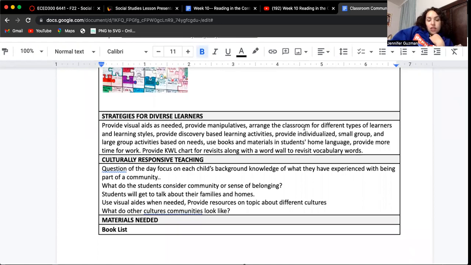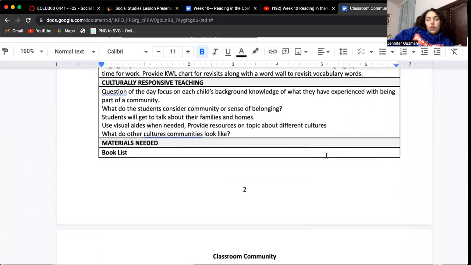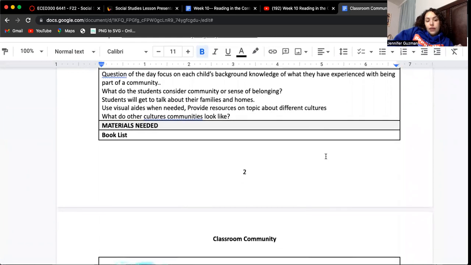Culturally responsive teaching. Question of the day focuses on each child's background knowledge of what they have experienced with being part of a community. What do the students consider community or sense of belonging? Students will get to talk about their families and homes and what other culture communities look like.